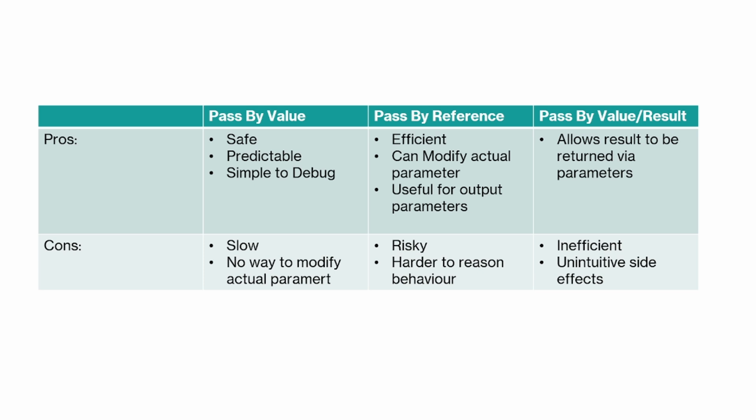Now, pass by value and result has all the advantages and disadvantages of pass by value, but it allows the result to be returned via parameters. So we no longer need a bunch of return statements. We don't need a return statement anymore. Just like reference, we can return the actual parameters because they are now changed. However, just like pass by value, it's inefficient, and it has unintuitive side effects. And that is parameter passing.